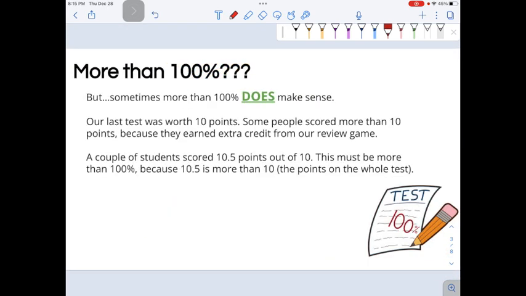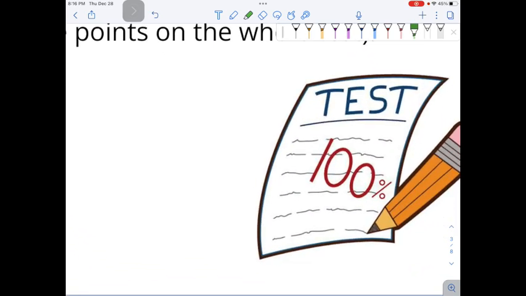But sometimes more than 100% does make sense. Our last test was worth 10 points. Some people scored more than 10 points because they earned extra credit from our review game. A couple of students scored 10.5 points out of 10. This must be more than 100% because 10.5 is more than 10. So for their test, they didn't score 100%. They scored 105%.